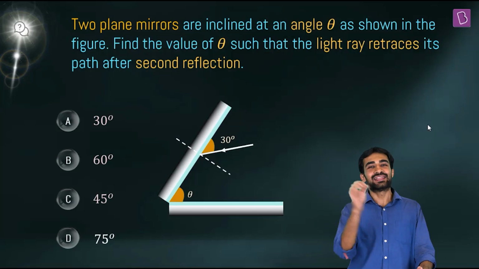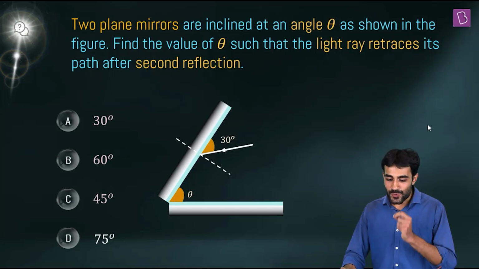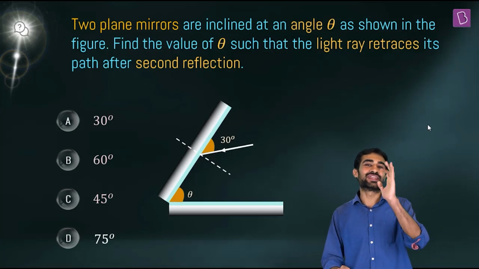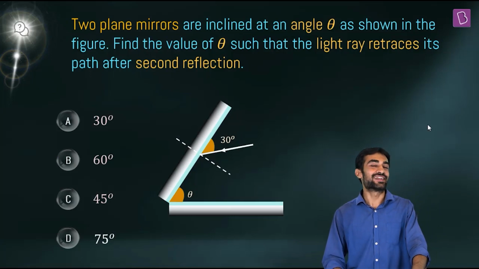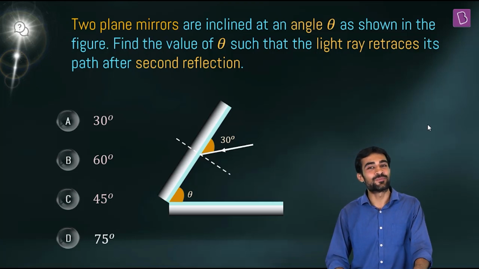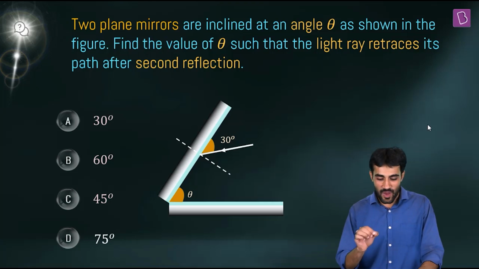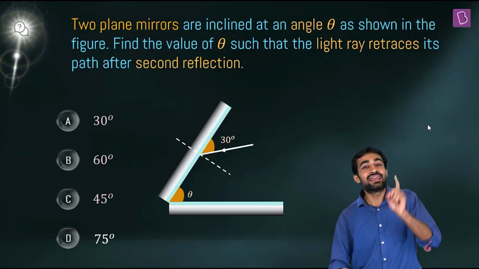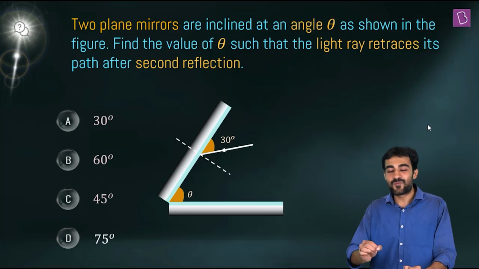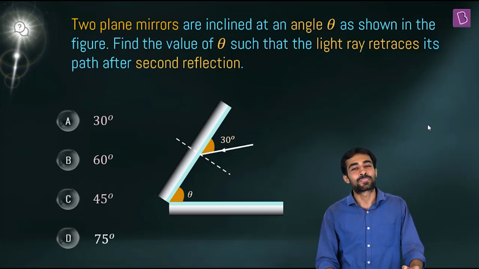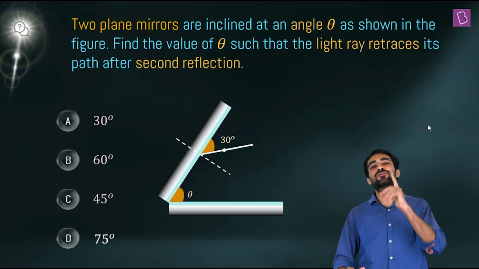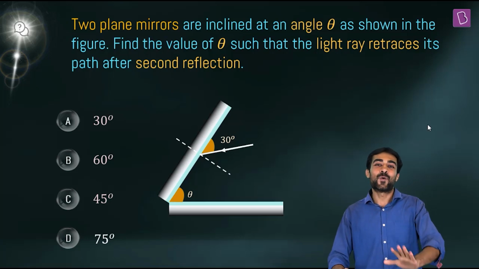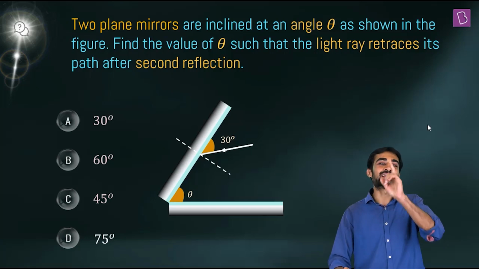Let's have a look at this awesome question. Two plane mirrors are inclined at an angle theta as shown in the figure. Can you see the figure? Yes. What is the angle between the two mirrors? Theta. Good. Now find the value of theta such that the light ray retraces its path after second reflection. So what is happening after second reflection? Light is retracing its path.